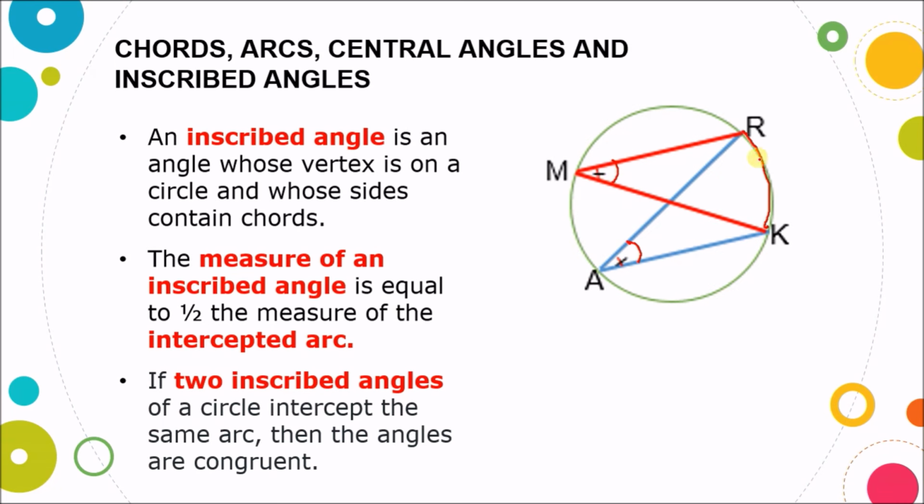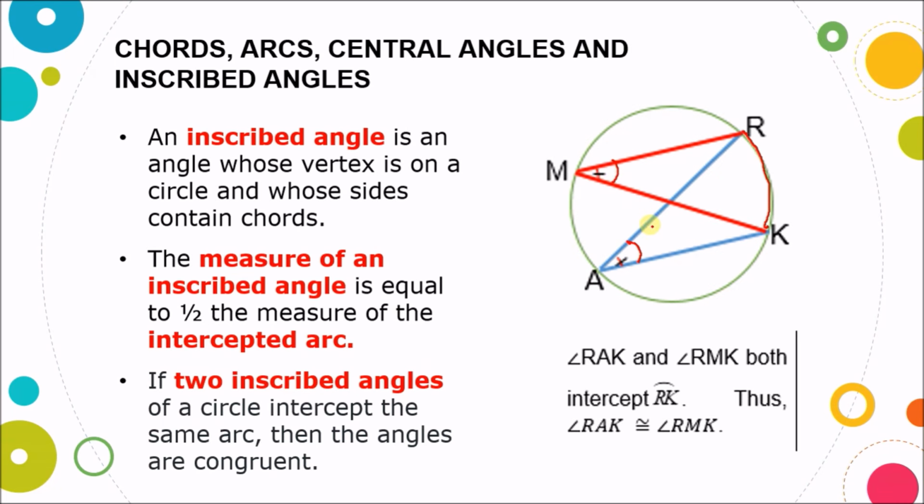Since they belong to the same intercepted arc, we could say that the measure of angle M, which is this, and the measure of angle A, or three-letter yung pagbanggit natin, this is RAK, which is this, and this is RMK, which is this, they are congruent because they belong to the same intercepted arc. Sana malinaw sa'yo, particularly for the examples later on, maintindihan mo pa.